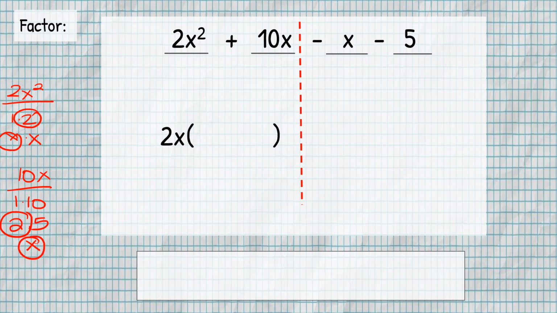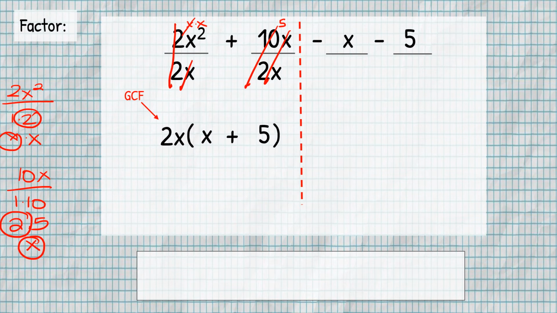Then we do what we were doing in class the other day and divide everything by 2x. When we do that, we're left with x and plus 5. We know that x times x is going to cancel out. And then 10 divided by 2 is 5. X divided by x is 1.